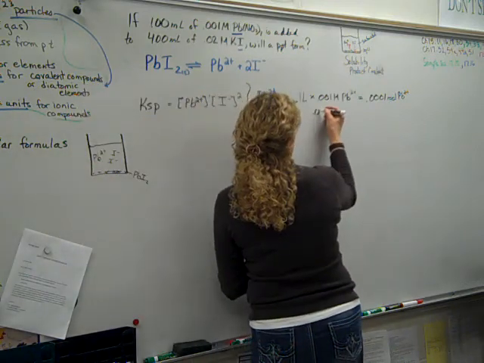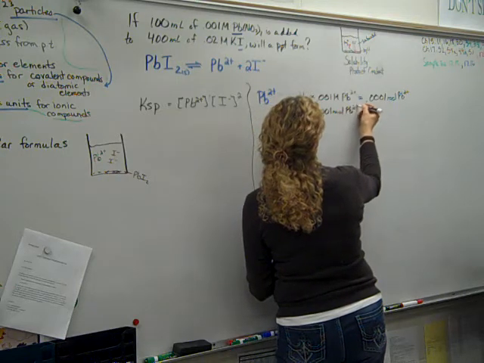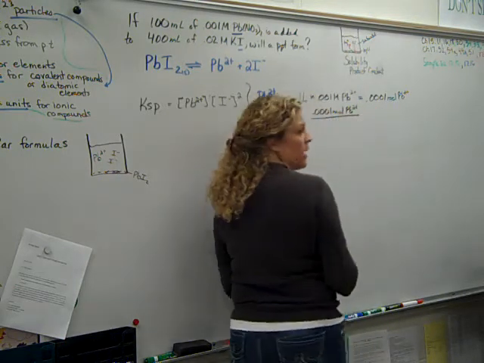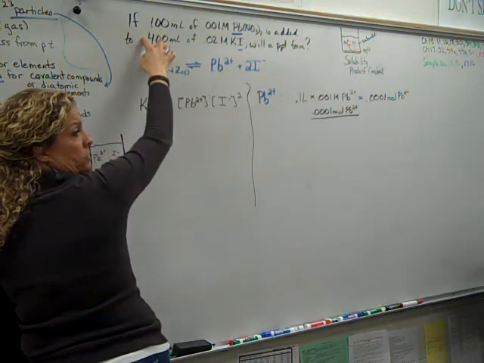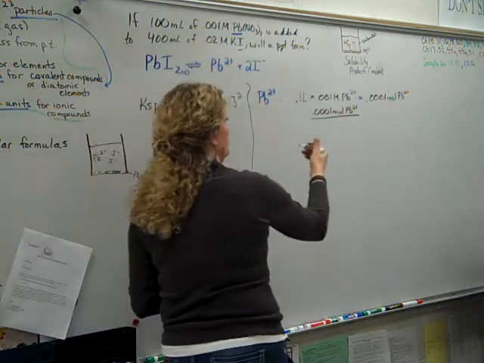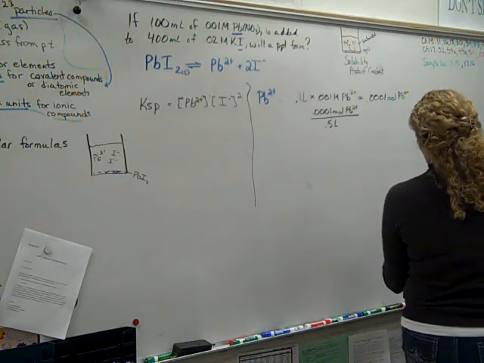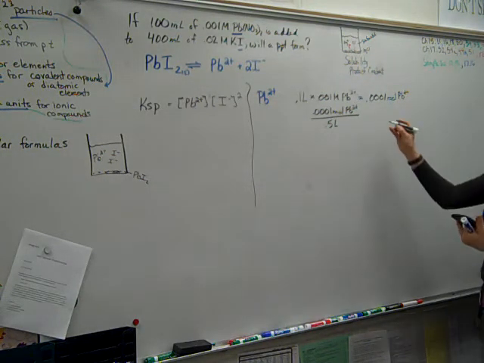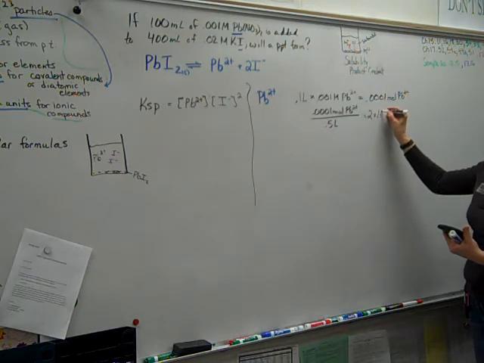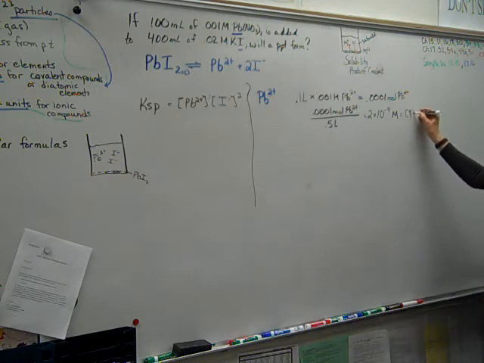But now, instead of this many moles of lead just floating around in 100 mils, how many total mils is it floating around in? Total mils. 500, which would be 0.5 liters. So we go ahead and do that, and we get 2 times 10 to the negative 4 molar, and that is going to be our lead concentration.